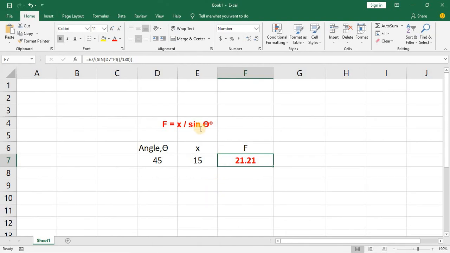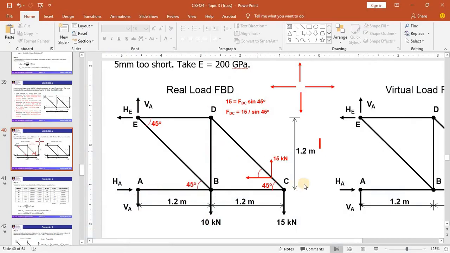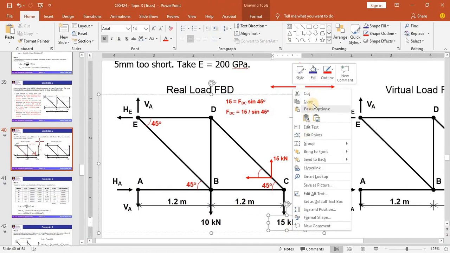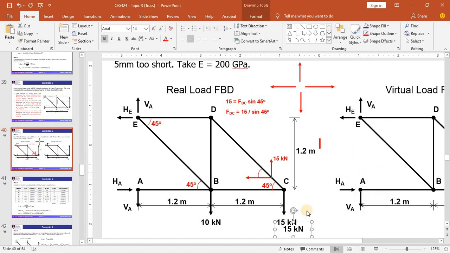To get the value of the force in the member, I'm using Excel to demonstrate how to get the value of F, the internal force. So the angle is 45, the component is 15, which refers to the vertical component. I refer to this as X, the vertical component. And you can see that F is equal to 21.21. These are the internal forces for member DC. So we have identified the value of the internal force in member DC, at 45 degrees.